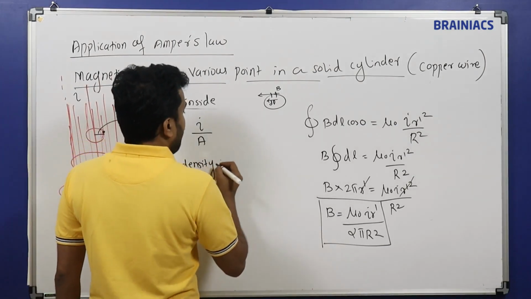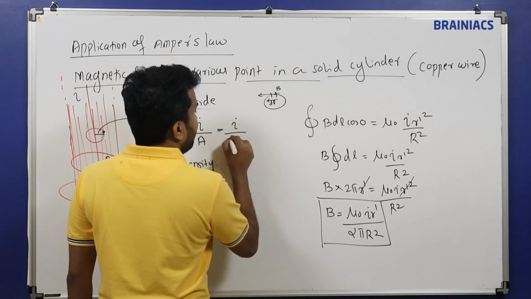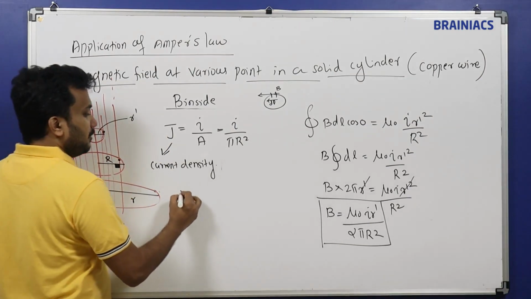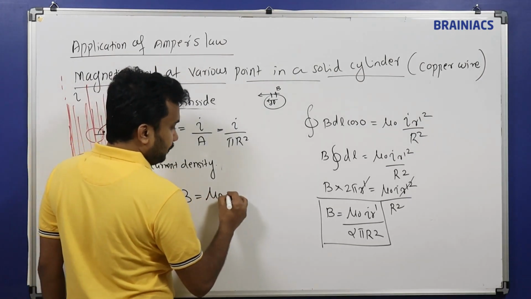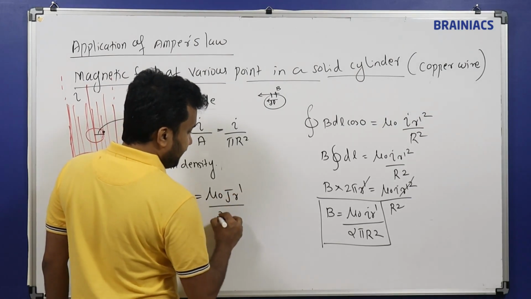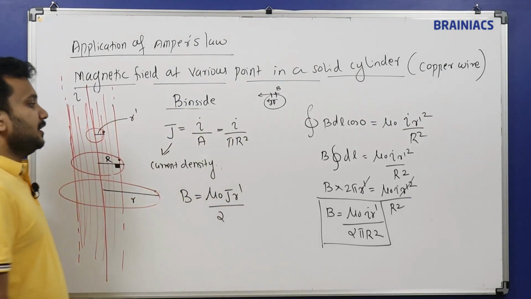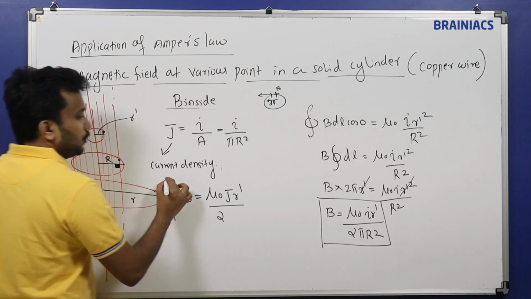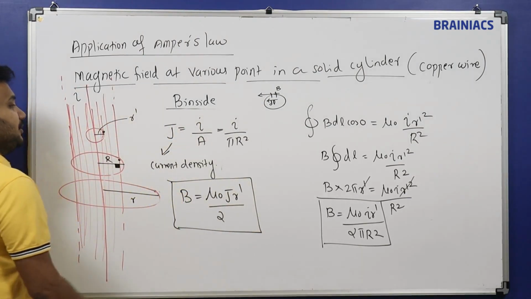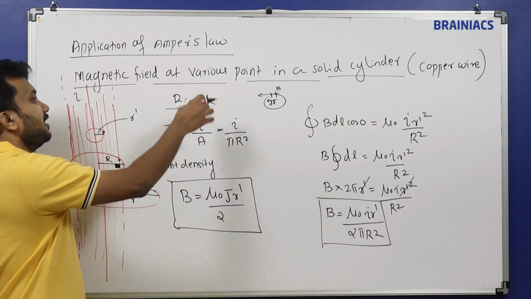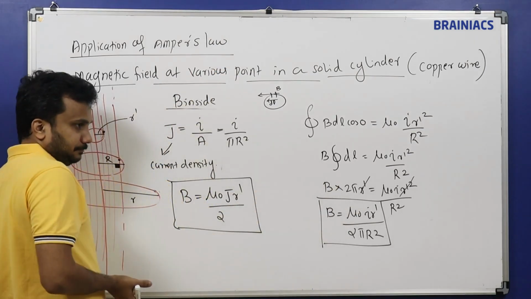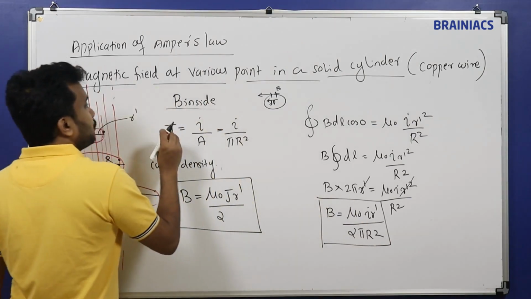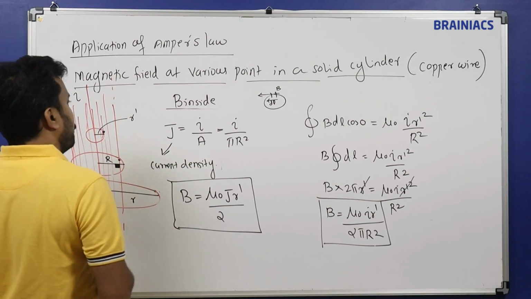So I by area means I by pi r square. This I by pi r square I can replace with current density. So my formula is equal to mu 0 J into r dash divided by 2, where J means I by pi r square. So this is an alternate expression to find the magnetic field intensity inside the solid cylinder. Both are exactly the same. No difference. The only difference is that I by pi r square is replaced with the current density.